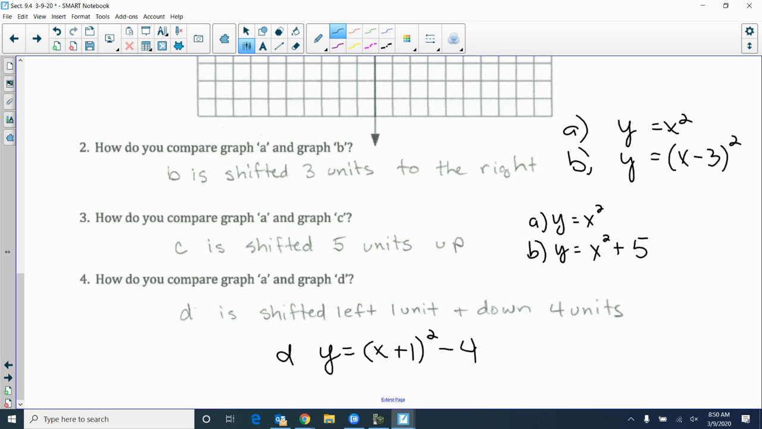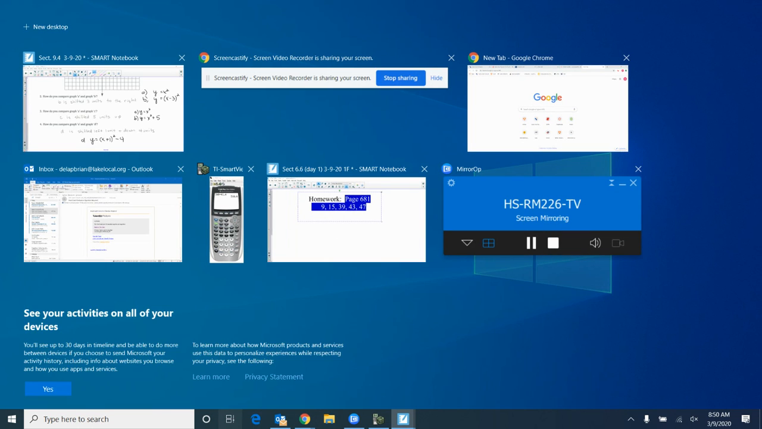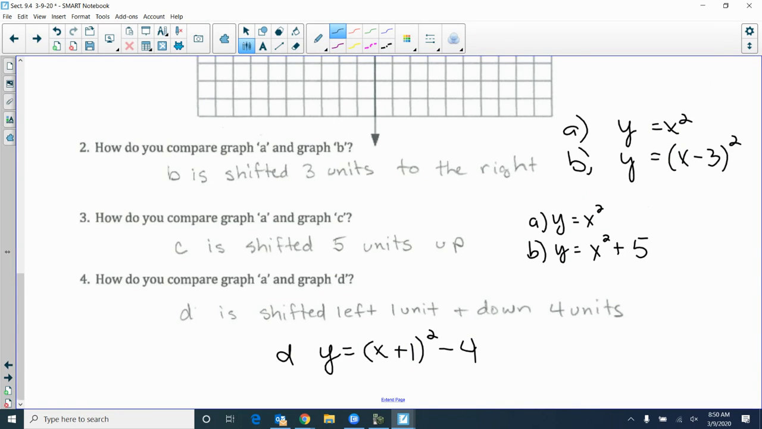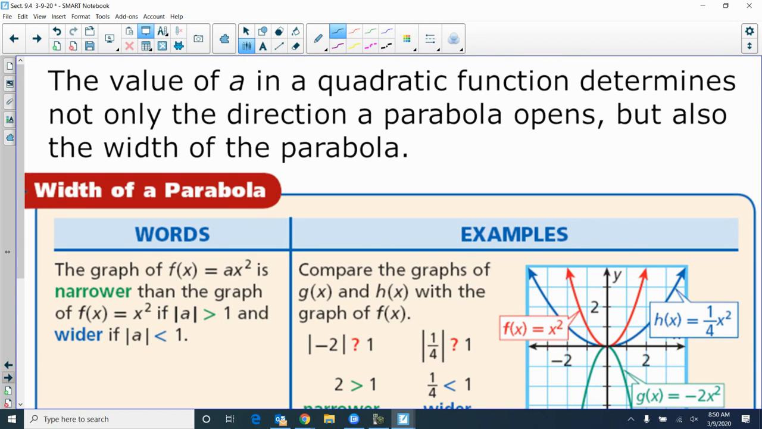All right, now go to that second page I gave you. Okay, go to that. To make a graph wider or narrower, everything is going to be compared to x squared.